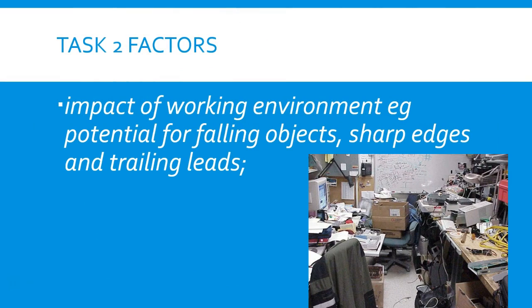Okay, so the impact of the working environment. Any potential for falling objects, sharp edges, trailing leads. This is an example of an office which is badly organised. You could have used my desk a couple of weeks ago, but unfortunately I have tidied it. So yeah, anything which is dangerous, trip hazards, falling objects, anything which is potentially dangerous.